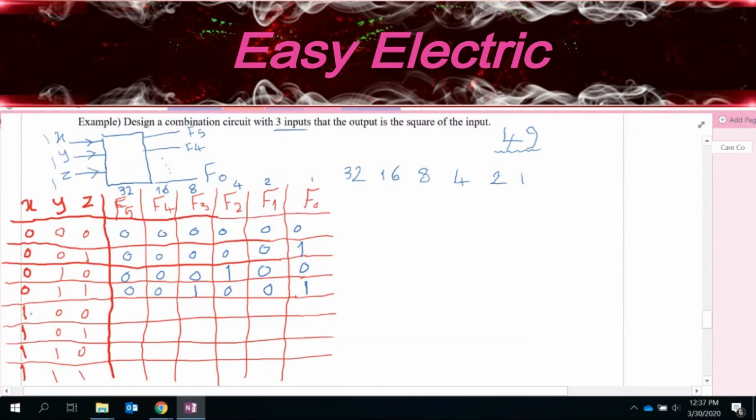Then you have 4. 4 squared should be 16. So this should be 16. F4 is 16, and it should be 1. All the others should be 0.